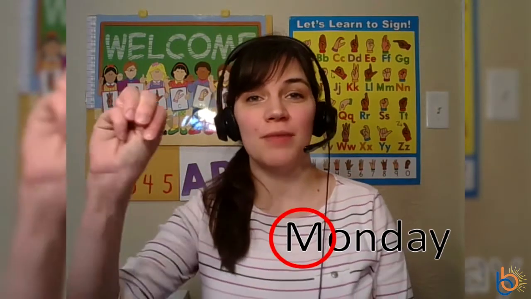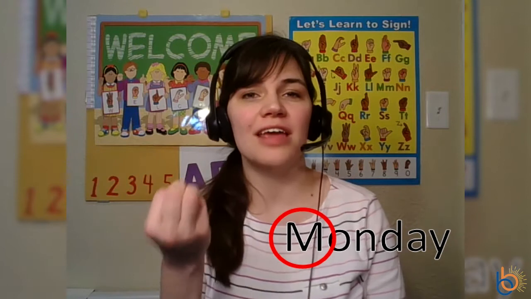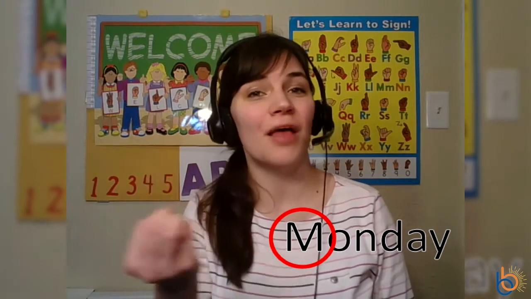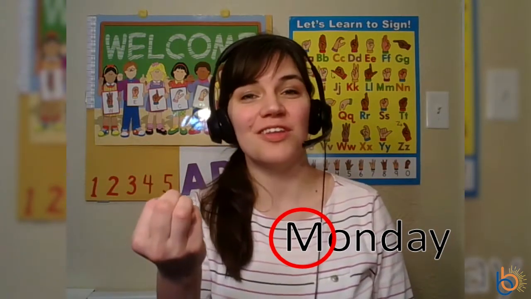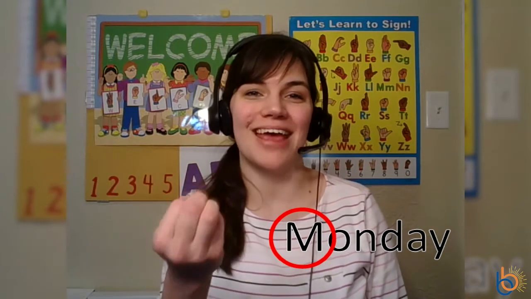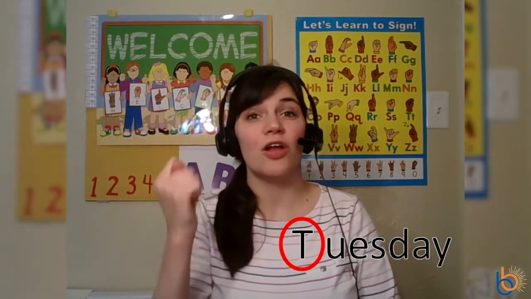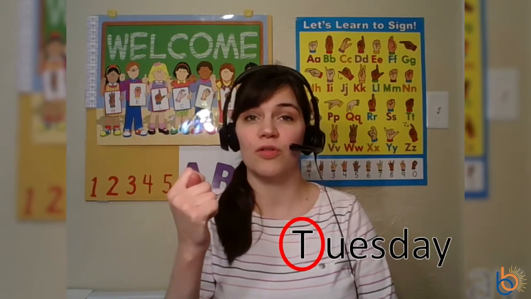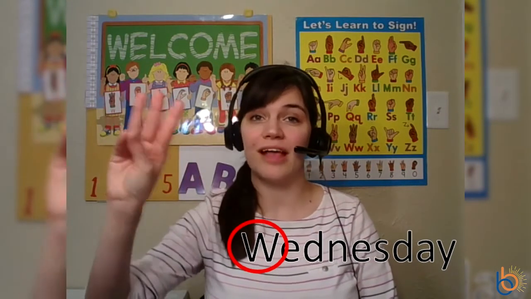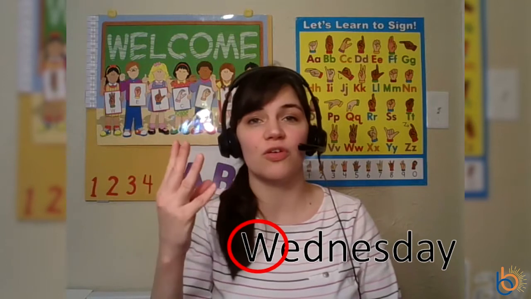and we'll pretty much use the first letter of each day. So for Monday, make a letter M, and then turn your hand up and towards you like this. Monday, and turn it in a small circle. To sign Tuesday, you'll take a T for Tuesday and also move it in a small circle. Wednesday, the same way, a W, and turn it in a circle.